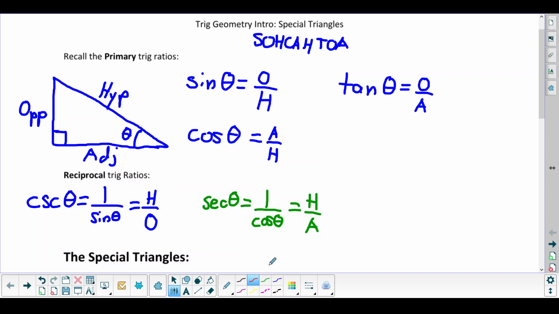The last one is cotan, or cotangent theta. And this one's the reciprocal of tan. It's 1 over tan theta. And tan's opposite over adjacent, and cotan is adjacent over opposite. Now, you may or may not find these trig ratios on your calculators. Okay, they do come up a number of times, and we'll see them throughout this course, and you may see them in future courses as well.